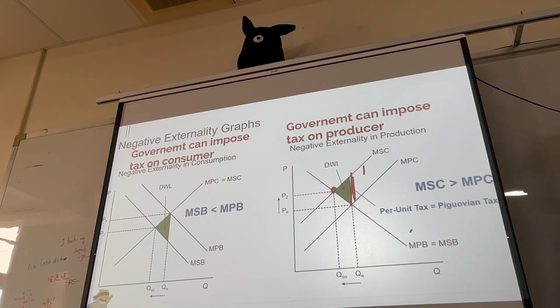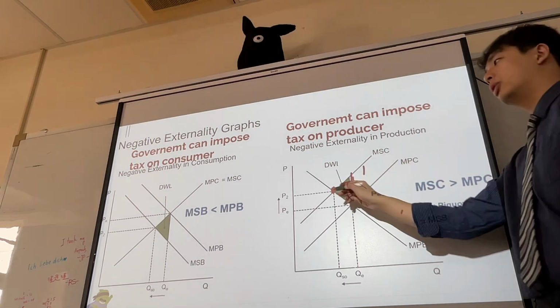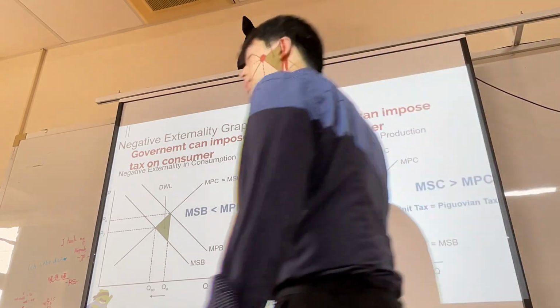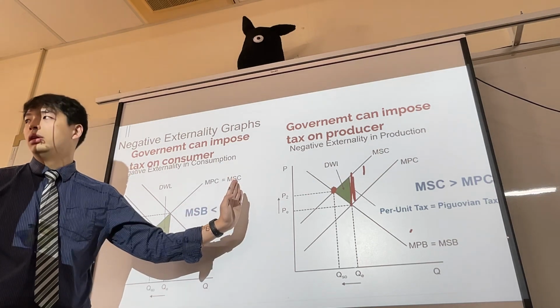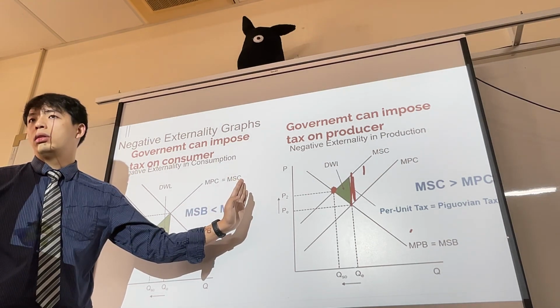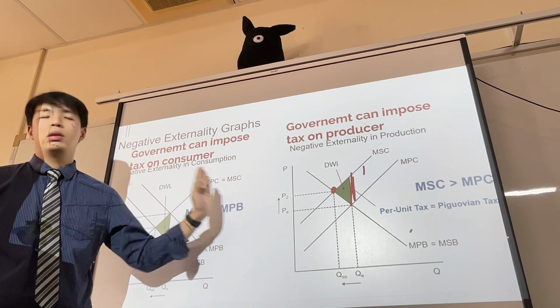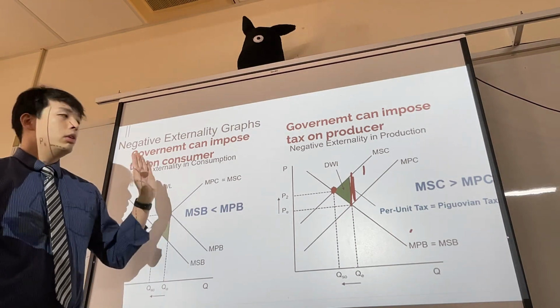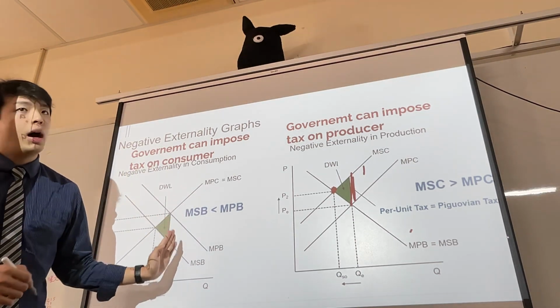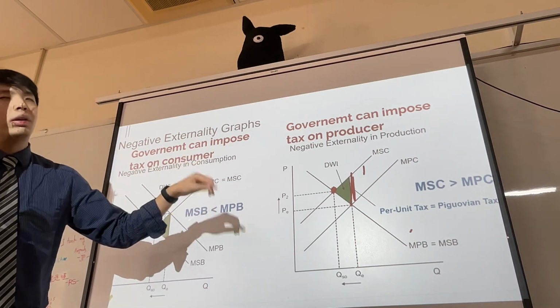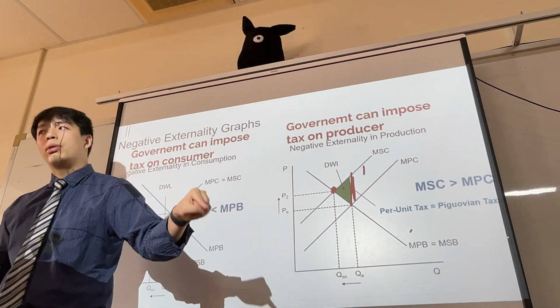Remember, just compared to past externality, just flip it. Just the other way around. And your deadweight loss, you probably notice, is right here. If this is your positive externality, where is your deadweight loss? On your left or right? Left. You probably notice here, in your negative externality, your deadweight loss is on your right.